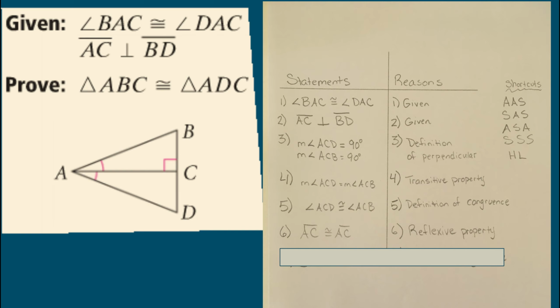And so finally, I would then have it's by angle, side, angle that the two triangles are congruent. So what I've been trying to prove is my last statement. And how do I make that statement? Because of angle, side, angle. Because that line segment in the middle, AC, is congruent to itself. Okay? So that is the proof for this.